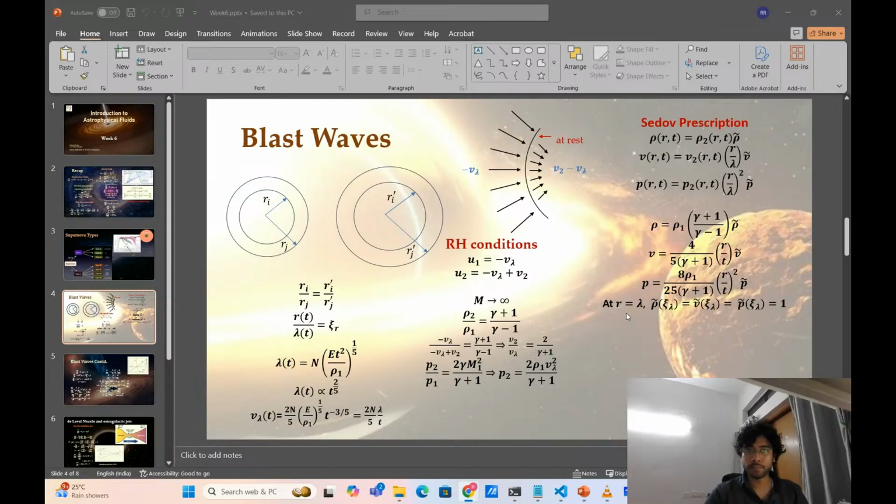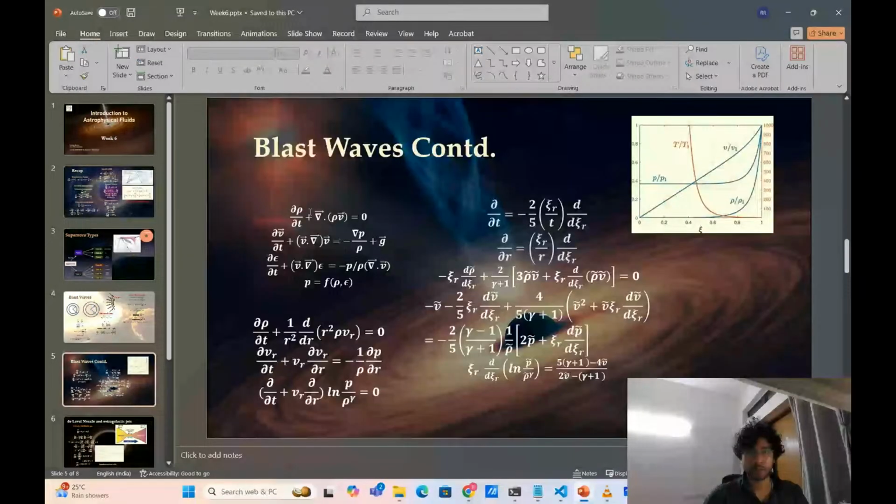Okay, so what we are trying to do here is use Euler's equation and the continuity equation to see how the density, the pressure, and the velocity vary across the shock boundary, right?